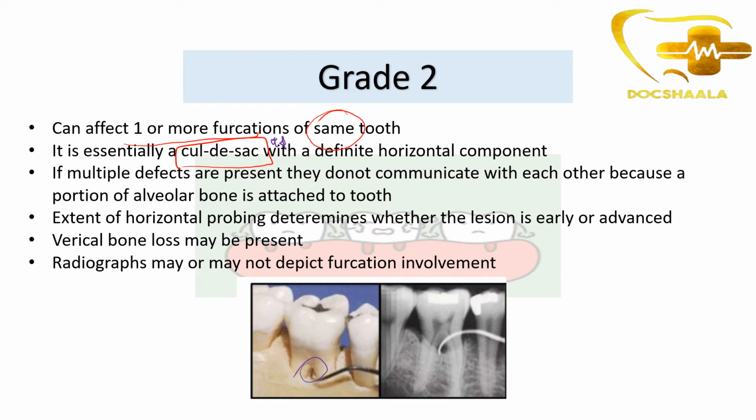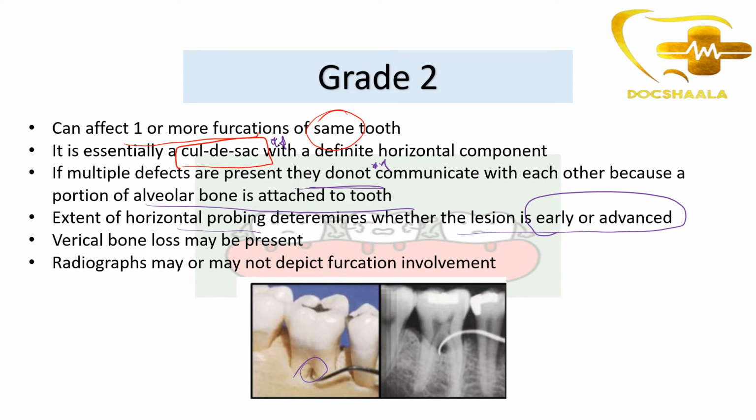If multiple defects are present, they do not communicate with each other, because a portion of alveolar bone is still attached to the tooth. The extent of horizontal probing determines whether the lesion is early or advanced. So depending upon the probing depth, we can see whether the lesion is early or advanced.